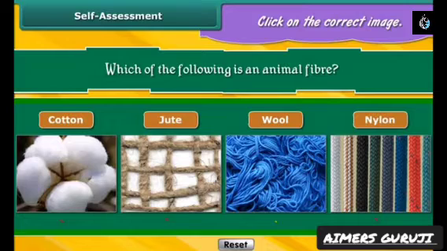It is time to check your understanding. Here is an interactive assessment for you. Identify the animal fiber by clicking on the correct image.